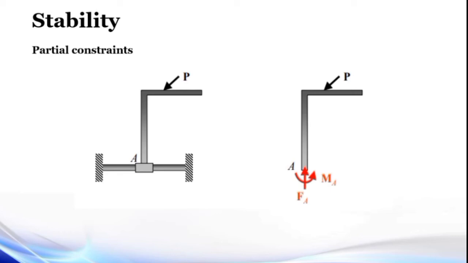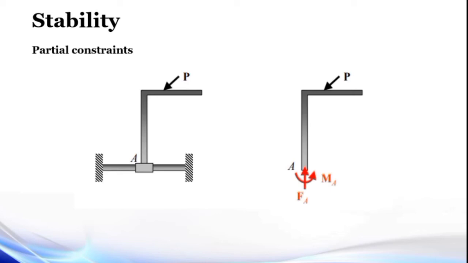So what is a partial constraint? Instability can occur if a structure or one of its members has fewer reactive forces than equations of equilibrium that must be satisfied. The structure then becomes only partially constrained. For example, consider the member shown in the figure.